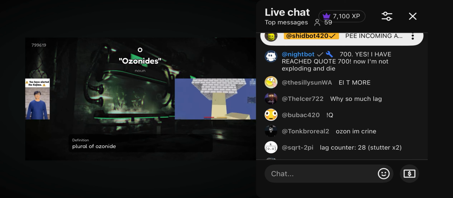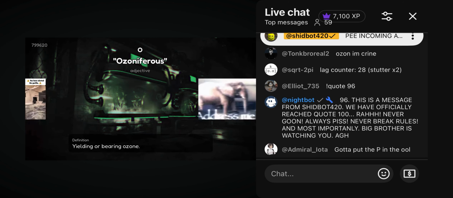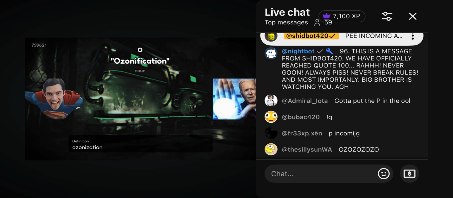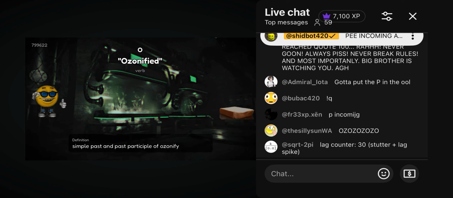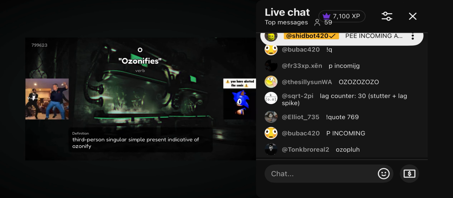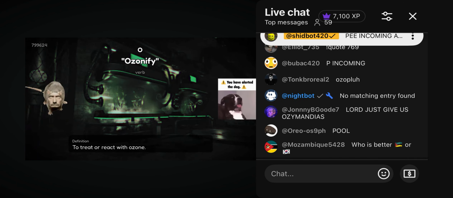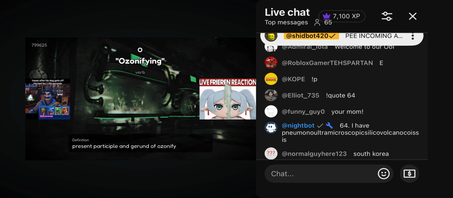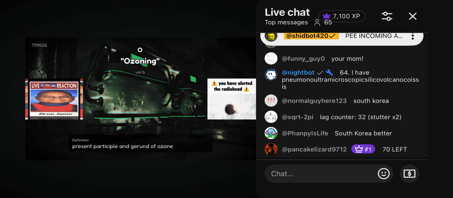Ozonides, plural of ozonide. Ozoniferous, yielding or bearing ozone. Ozonification, ozonization. Ozonified, simple past and past participle of ozonify. Ozonifies, third person singular simple present indicative of ozonify. Ozonify, to treat or react with ozone. Ozonifying, present participle and gerund of ozonify. Ozoning, present participle and gerund of ozone.